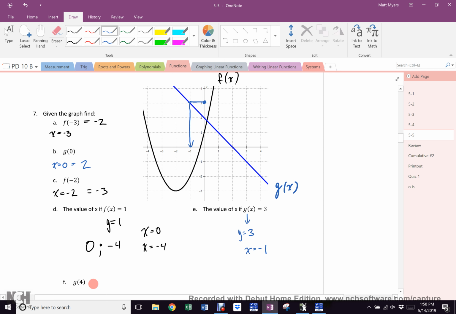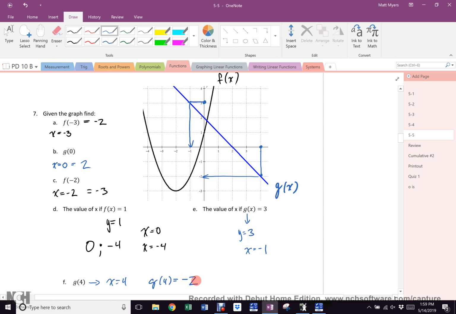And lastly, g of 4, x or a y value? X equals 4, so I go out to where x is 4, and I find the line. Where is it? Down, and I get the y value of g of 4. G of 4 equals -2.